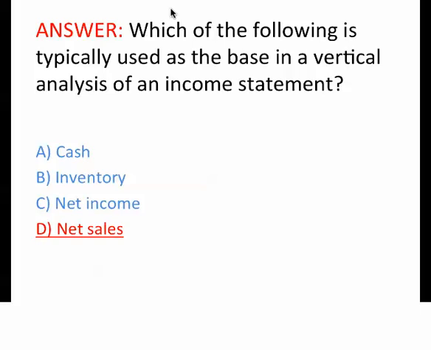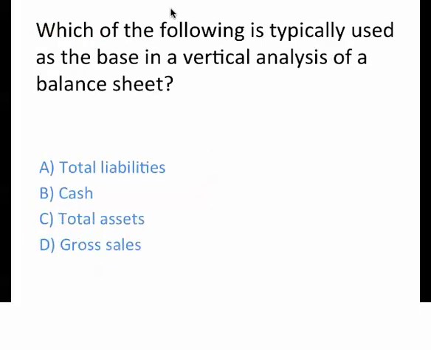Okay, so next question. Now that was the income statement. Now let's talk about the balance sheet. Which of the following is typically used as the base in a vertical analysis of a balance sheet? A, total liabilities; B, cash; C, total assets; or D, gross sales. Remember, the base is what you divide every single number on the balance sheet by.